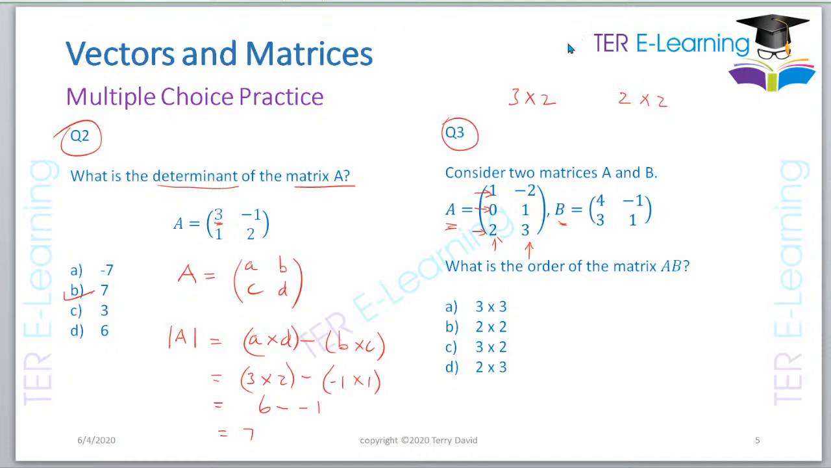Now remember, in the first question I said, in order for two matrices to be multiplied, this number here and this number here have to be the same. So the number of columns in the first matrix must equal the number of rows in the second matrix, right? These two numbers must be the same. And also, when we do the multiplication, the order of the final matrix will be these two numbers here. It's going to be a 3 by 2 matrix, right? So the answer is C, and most of you said C, so that is correct.